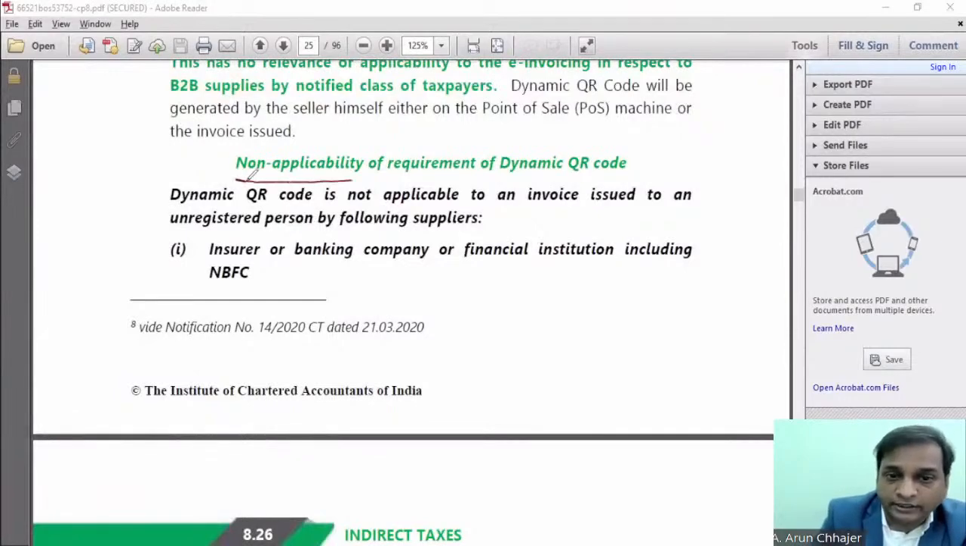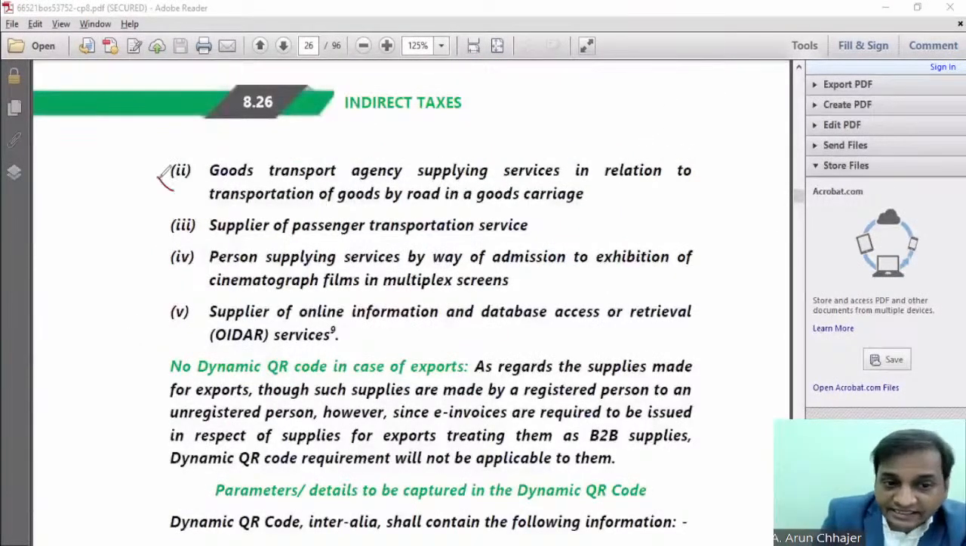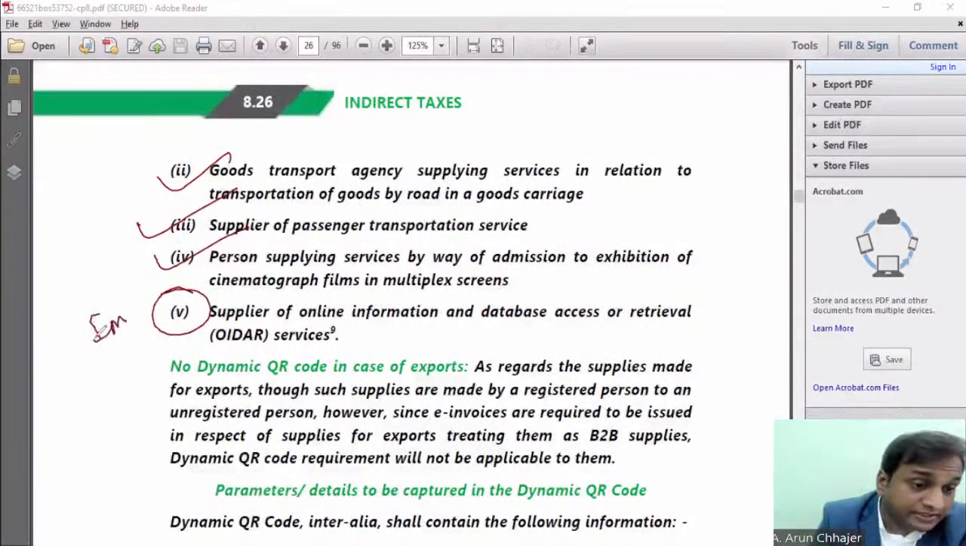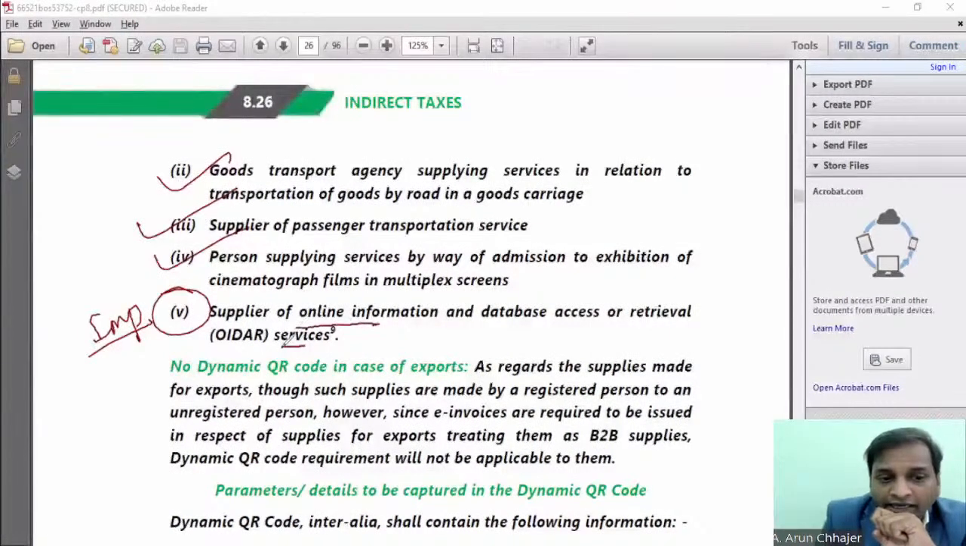In which cases is it not applicable? Almost the same: insurance, banking company, financial institution, NBFC, GTA, passenger transportation services, person supplying exhibition. But this is important: this is an additional exemption, not relaxed in the e-invoice, but relaxed from dynamic QR code: supplier of OIDAR services. However, I think OIDAR is not covered in your inter level, so it is in final level. Only remember the point. That's it.